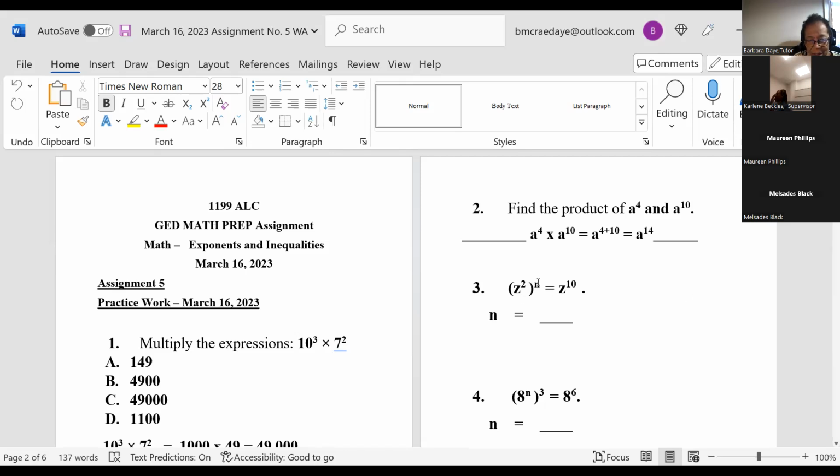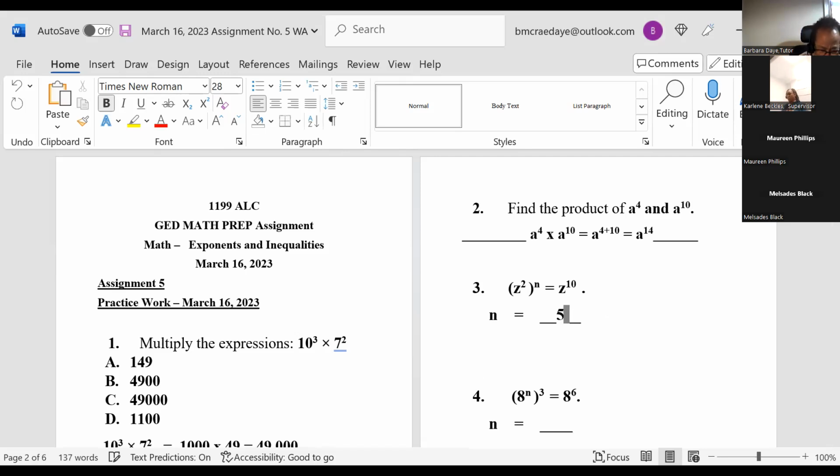This is a power to a power. So when you have a power to a power, what's the rule? You multiply. Right. Now, if this is z to the 10 and this is z to the second, what do you have to multiply this 2 by to get 10? 5. So that's your n.